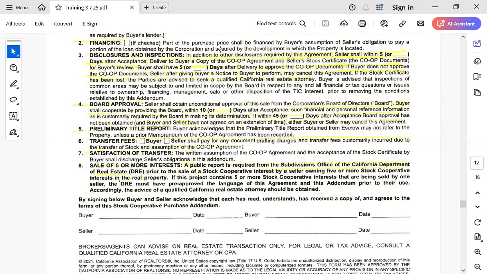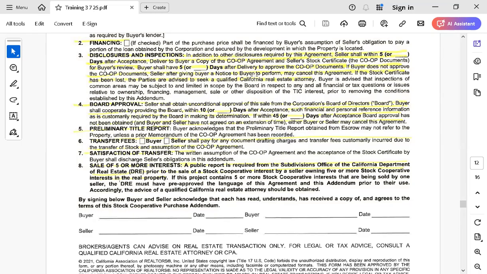Board approval. The seller needs to obtain approval of this sale from the corporation's board of directors. Buyer shall cooperate by providing the board within 10 days after acceptance the financial documents that they're going to require to check the buyer out.